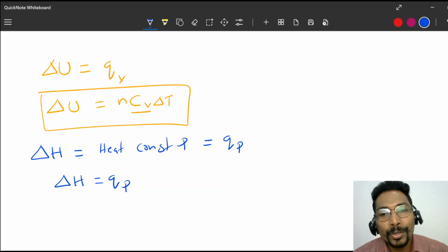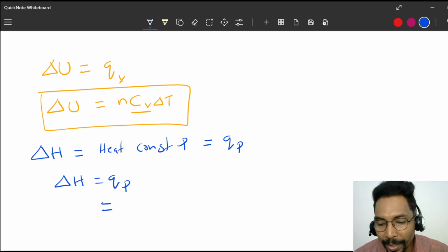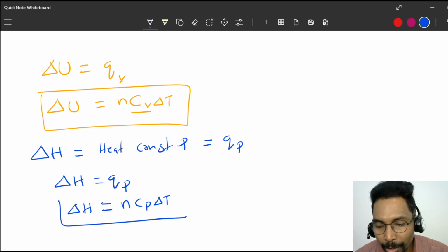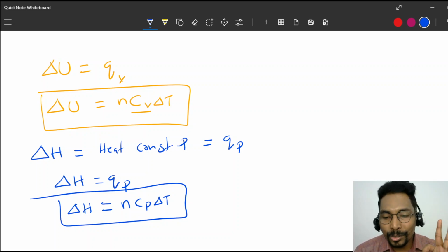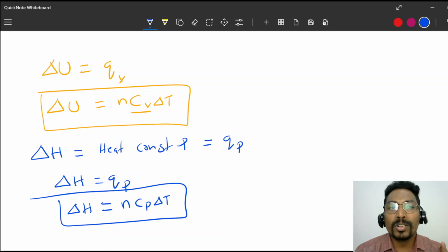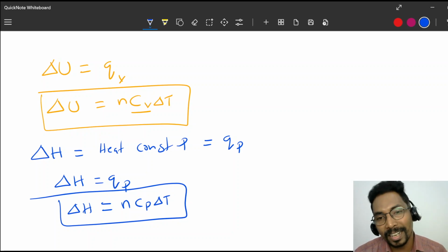So how can you write Qp? Qp is equal to nCp delta T. So delta H is equal to nCp delta T. What is Cp? Cp means heat capacity at constant pressure. Delta H is enthalpy change, n is number of moles and delta T is change in temperature. Okay, that's it. So these two expressions, for delta U and delta H, are very important. Got it? Yes, good.